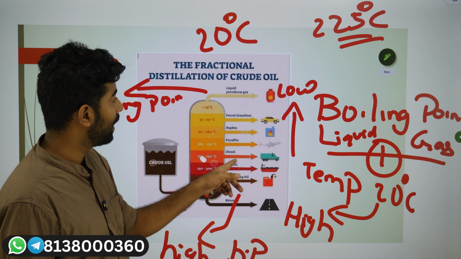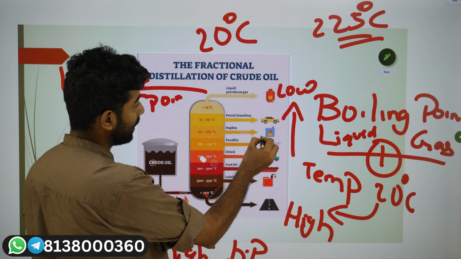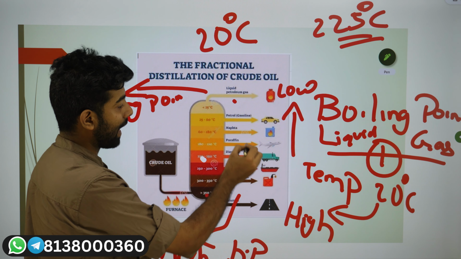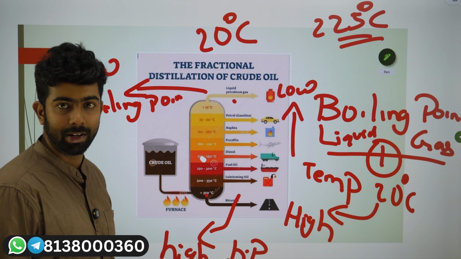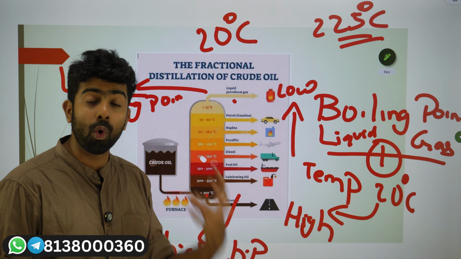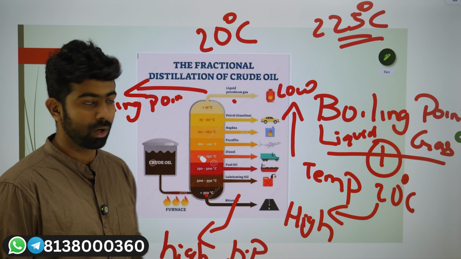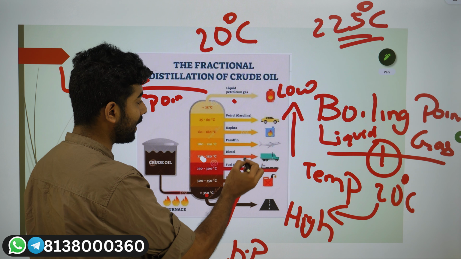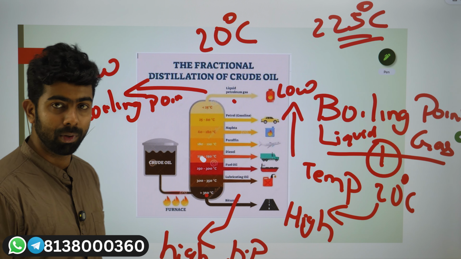So please remember, these products, liquid petroleum gas, petrol, naphtha, paraffin, which is used in aircraft, have a lower boiling point. Okay, these products have a lower boiling point. These have higher boiling points.